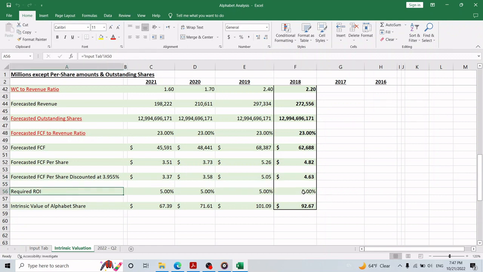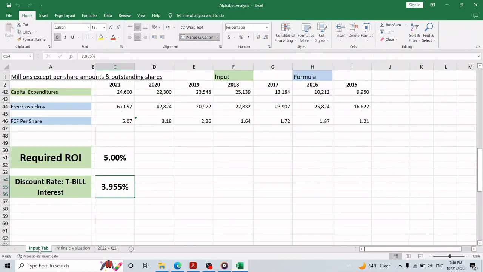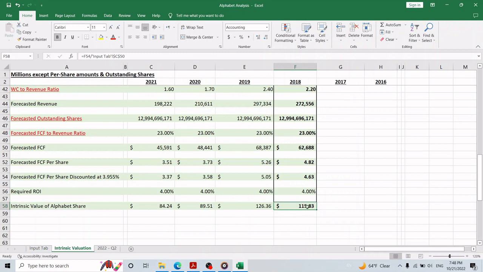And if we decide that the required return on investment is 5%, then the most you should pay for Google stock is $92.67. If you go back to the first page and change the required return on investment, then the most you should pay is $115.83 for the expected scenario.